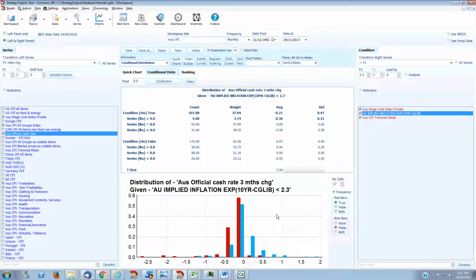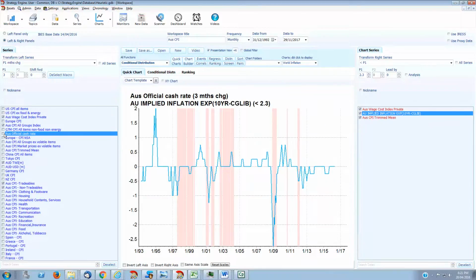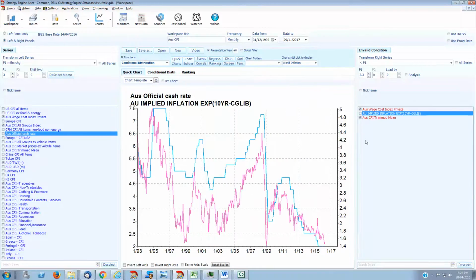So our conclusion would be that if implied inflation expectations remain at these low levels, and in fact, if we look at the actual level of implied inflation expectations, currently sitting around about 1.5, 1.6, that indeed would be consistent with a fairly high chance of a rate cut over the months ahead.